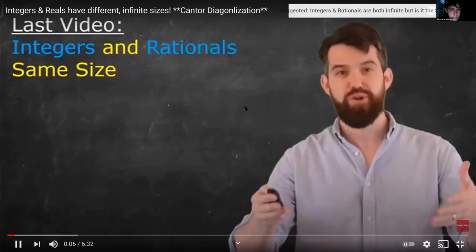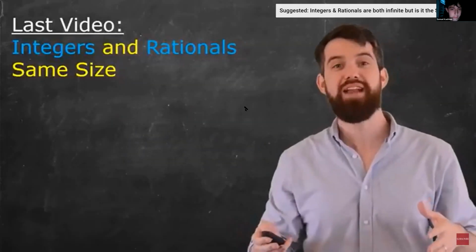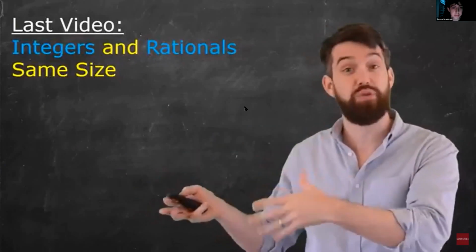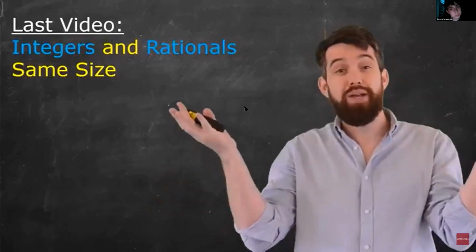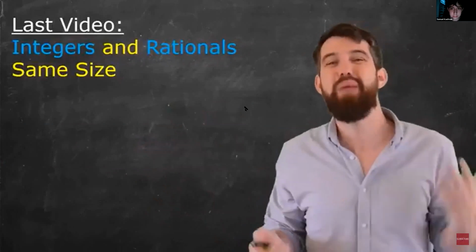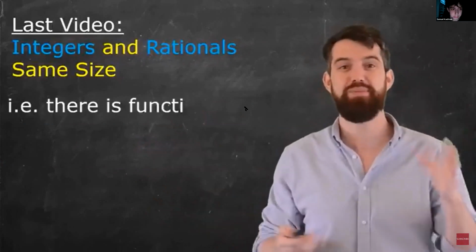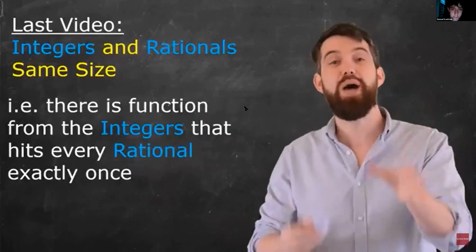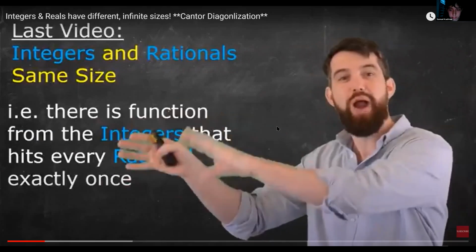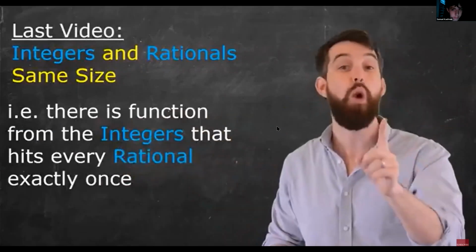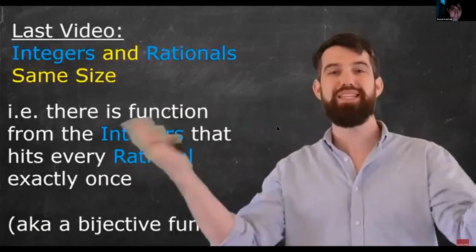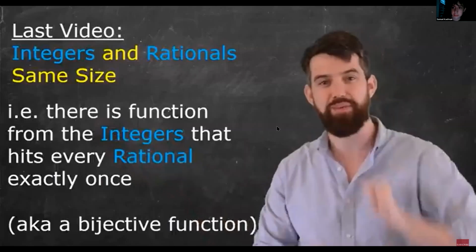In the first episode of my new cool math series, we looked at integers, numbers like 1, 2, 3, 4, and rational numbers, numbers like 3/5 or 5/7. And we said that these two infinite sets actually have the same size. What we meant by saying that infinite sets have the same size is that there was some function from the integers to the rational numbers where every rational number got hit exactly once. And this notion of a bijective function is what we meant by saying that these two different infinite sets have the same size.